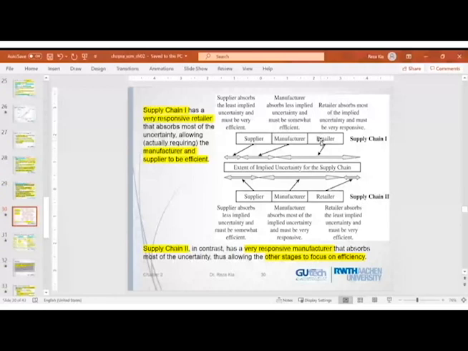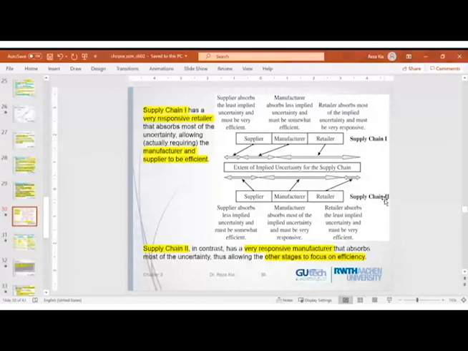So here, the retailer should be very responsive. On the other side, you can see the manufacturer and supplier are absorbing less uncertainty. So our expectation from this stage, from the supplier and manufacturer, is to be more efficient. The good example is related to IKEA. The other case could be supply chain type 2.